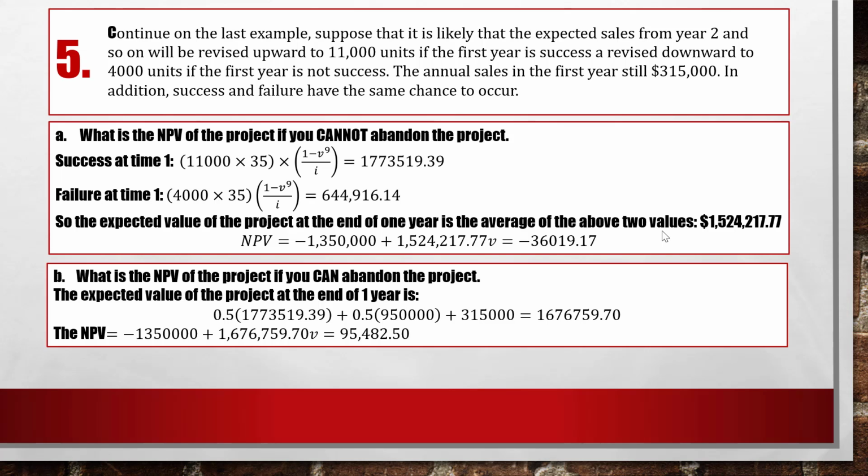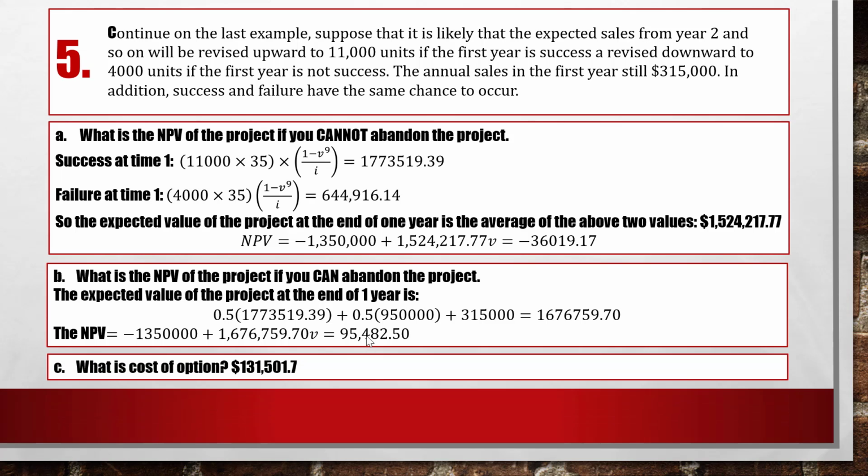So we got 1,676,759.70. And now in order to find the net present value, we have to bring these numbers back to time 0. And remember at time 0, we pay 1,350,000. And then at time 1, if we can abandon the project, we have an average of 1,676,759.70. So the net present value here is negative 1,350,000 plus 1,676,759.70 times v. And we got 95,482.50. This is the net present value if you can abandon the project.